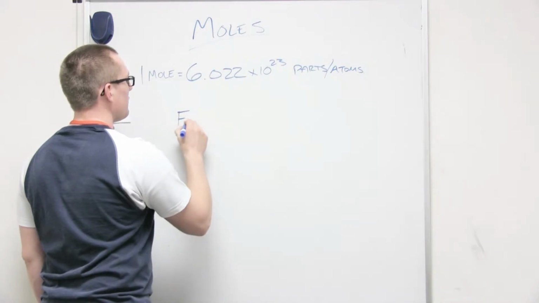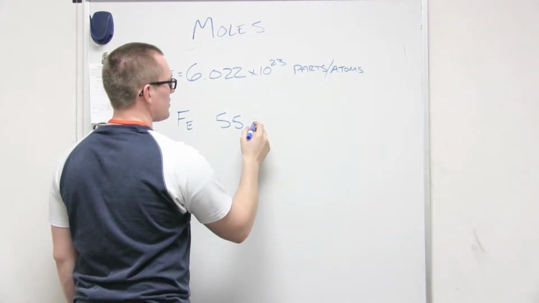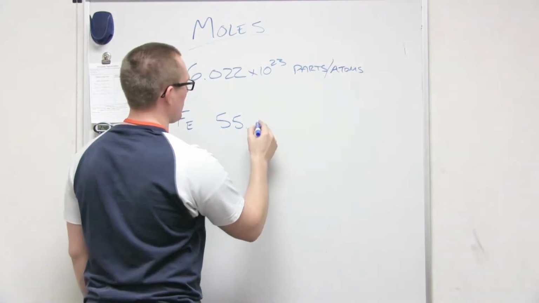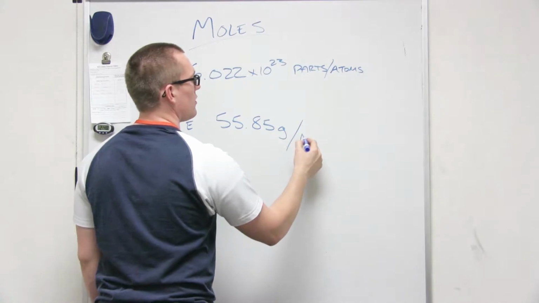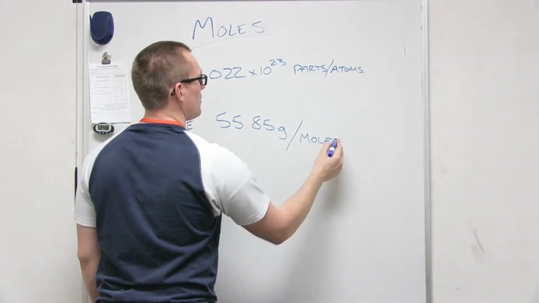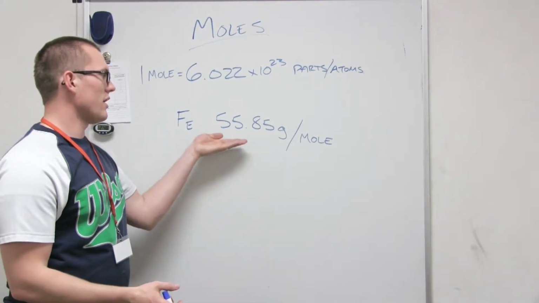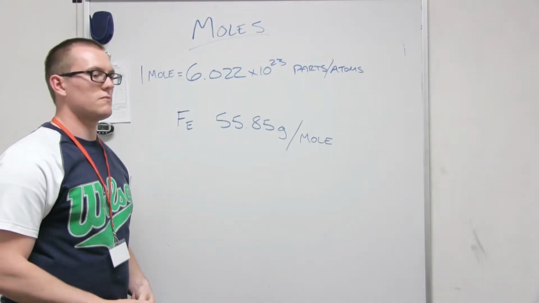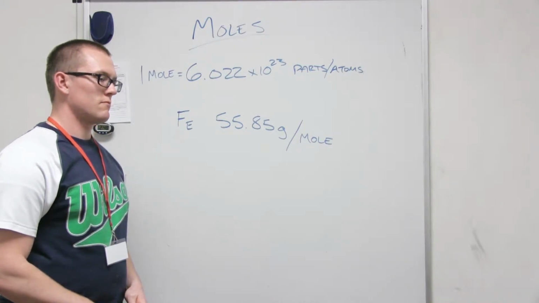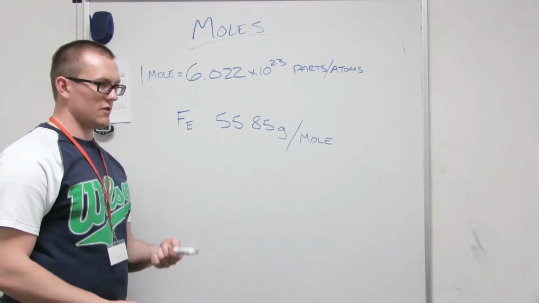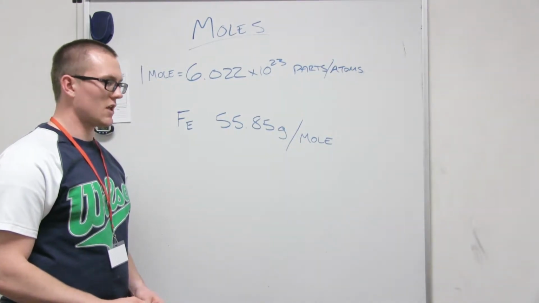So iron is Fe, 55.85, right? That's 55.85 grams per mole. So for every mole of iron that you have, you'll have 55.85 grams. That's how much it will be. Does that make sense? Did you have a different question? No, that makes sense.